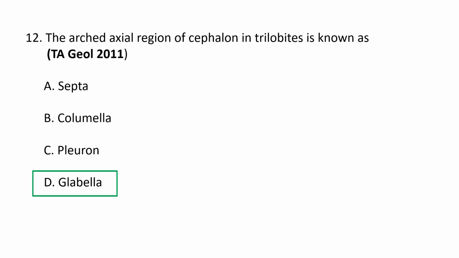glabella are usually traversed by a facial suture that separates them into the fixed cheeks, which are adjoining the glabella, and free cheeks on the outer edge of the cephalon. So the axial region of the cephalon in trilobites is known as the glabella.